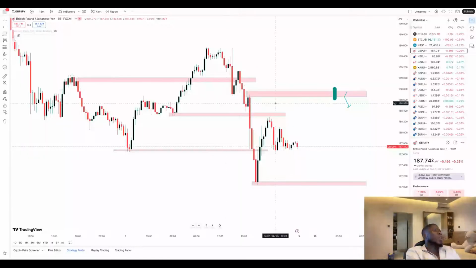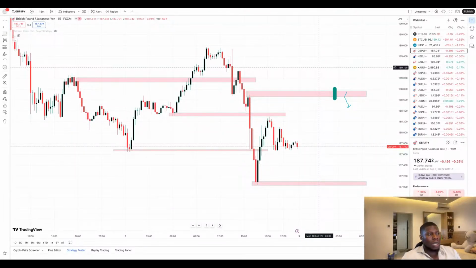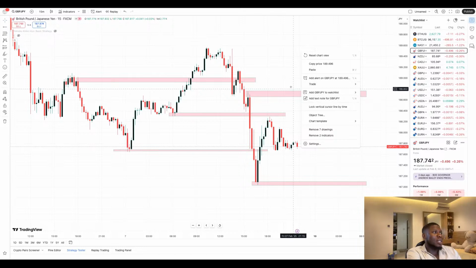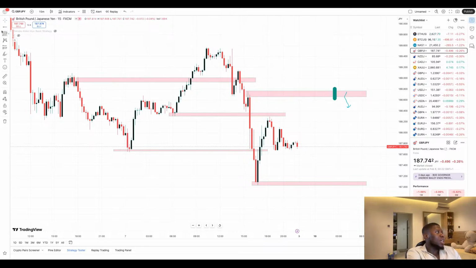Okay, where do I mark my support and resistance? Well, you see, support and resistance are actually different from demand zone and supply zone, though demand can actually be support, and supply can actually be resistance as well. But when marking your support and resistance, they are not so difficult to spot in the market. It's just an area where price reverses.